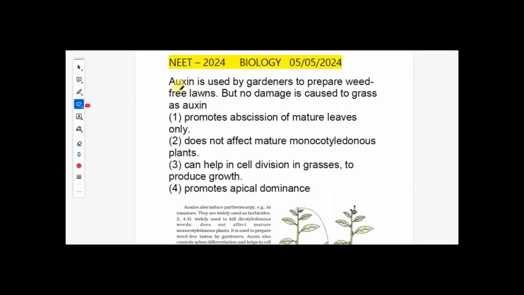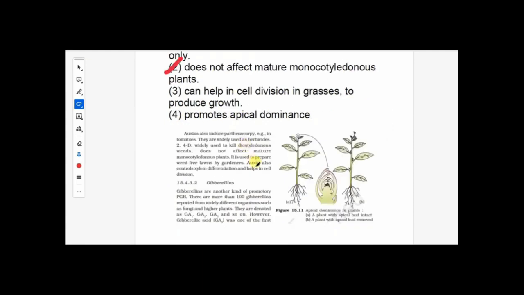Biology NEET 2024. Auxin is used by gardeners to prepare weed-free lawns, but no damage is caused to grass as auxins, and it is option 2, do not affect the mature monocot plants. And you can see the NCERT line here from the topic called auxins and from the chapter known as Plant Growth and Development.